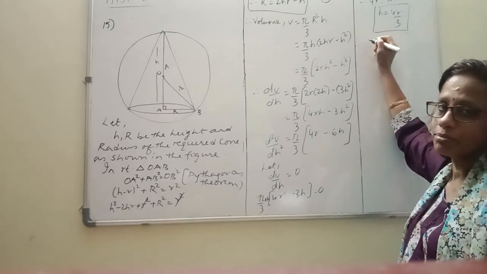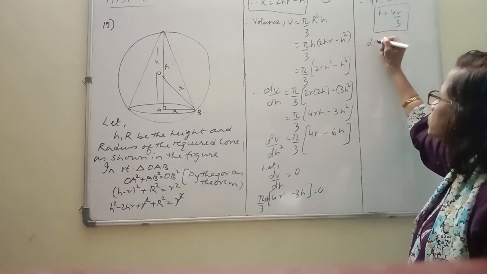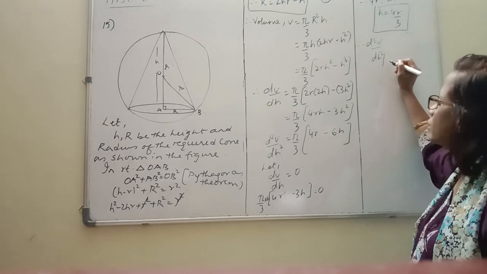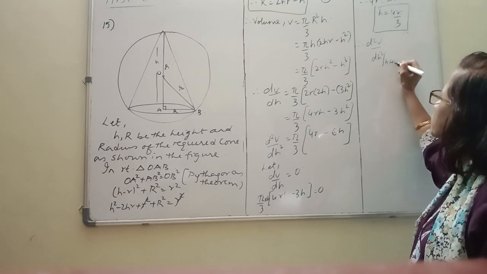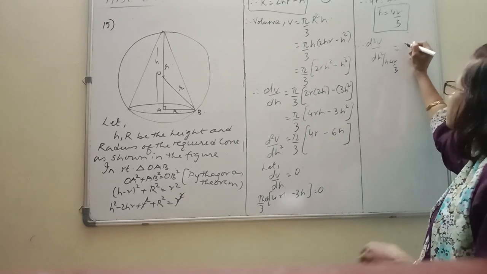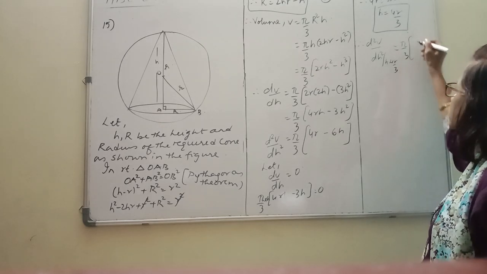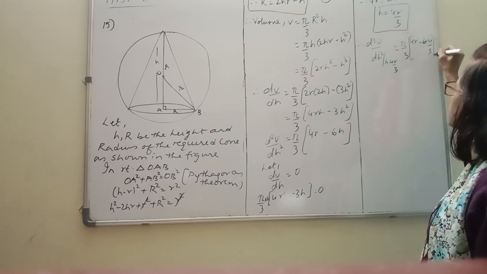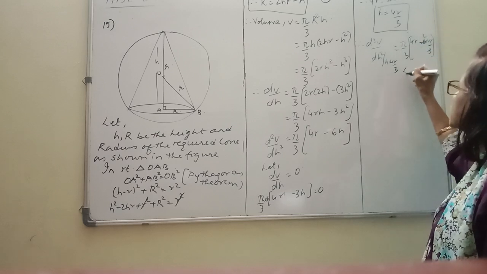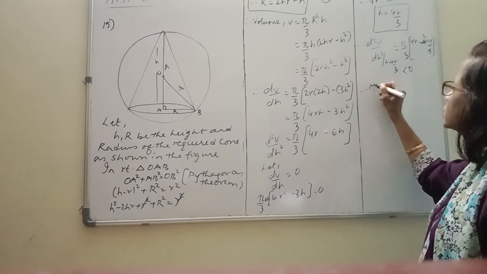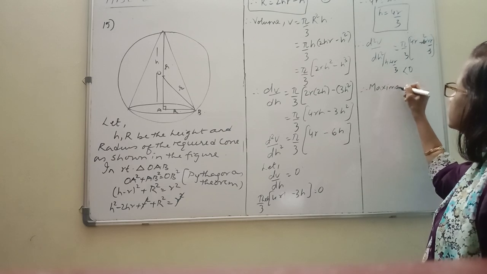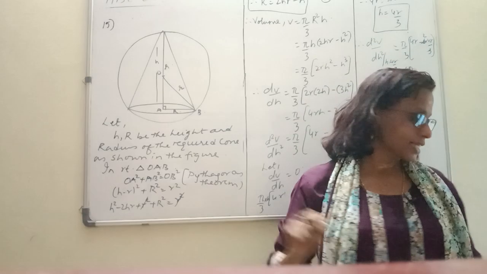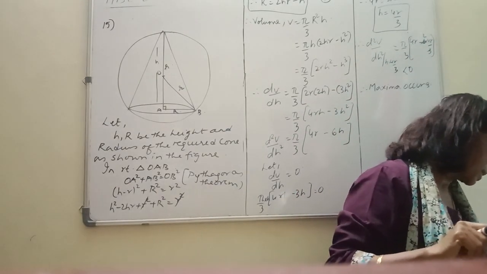Now we have to check for the maximum or minimum. So d squared V over dh squared at this point, at h as 4r over 3. What will happen? Pi over 3, 4r minus 6h, and h is 4r over 3, so that is 8r. So 4r minus 8r is obviously negative. So maxima occurs. Hence proved. Because they asked us to show that the height is this, and they asked us to show that the maximum volume happens.